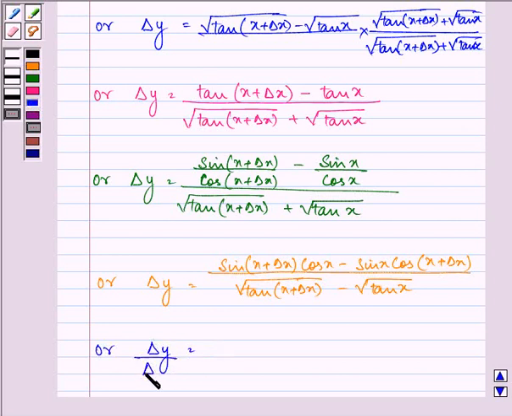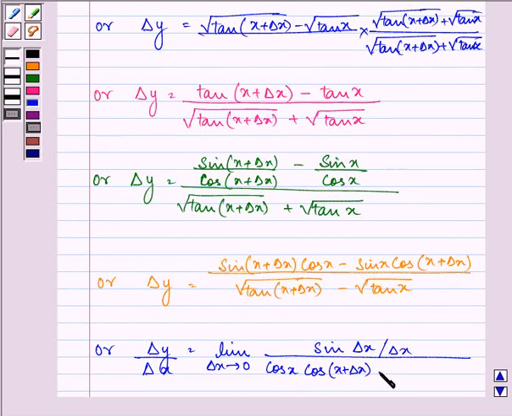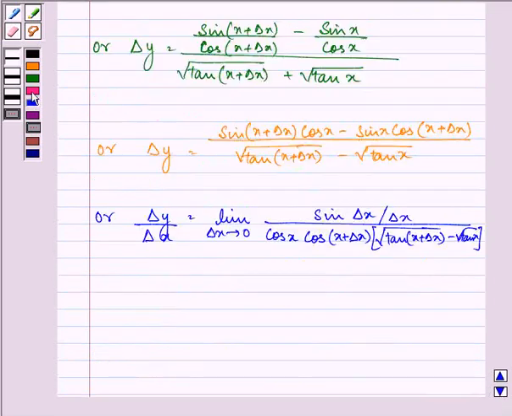Change in y upon change in x is equal to limit, change in x approaches to 0, sin change in x upon cos x plus change in x, and all these parts will be in bracket. Further, it can be now written as, on using the limits, that is 1 upon cos x into cos x into under the root tan x plus under root tan x.